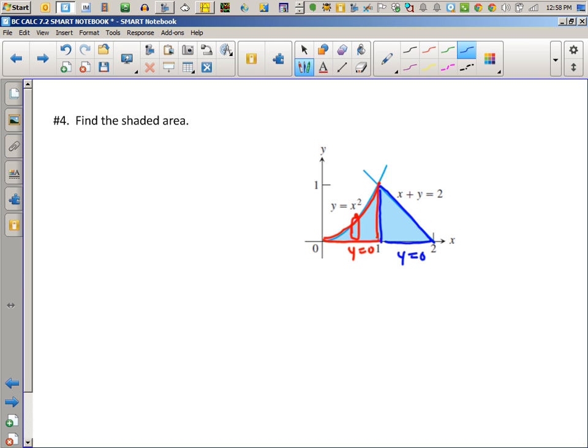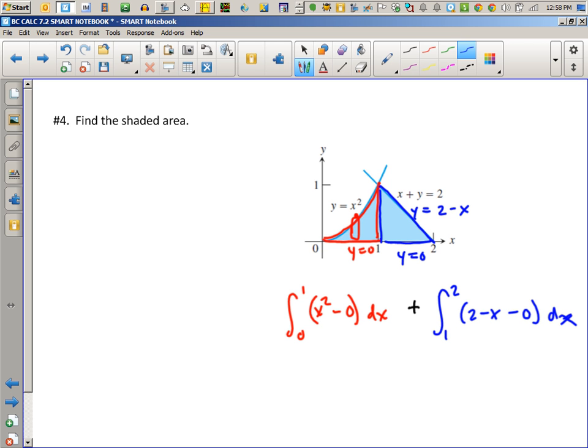So you would have to do this in two phases. You would first integrate from 0 to 1, and you would do upper curve minus lower curve, x squared minus 0. And then you would run the second integral from 1 to 2, see? This time, y, of course, is 2 minus x. The upper curve is 2 minus x, and the lower curve is 0. So it's really two integrals if you do it this way. Try now. You should get 5/6.